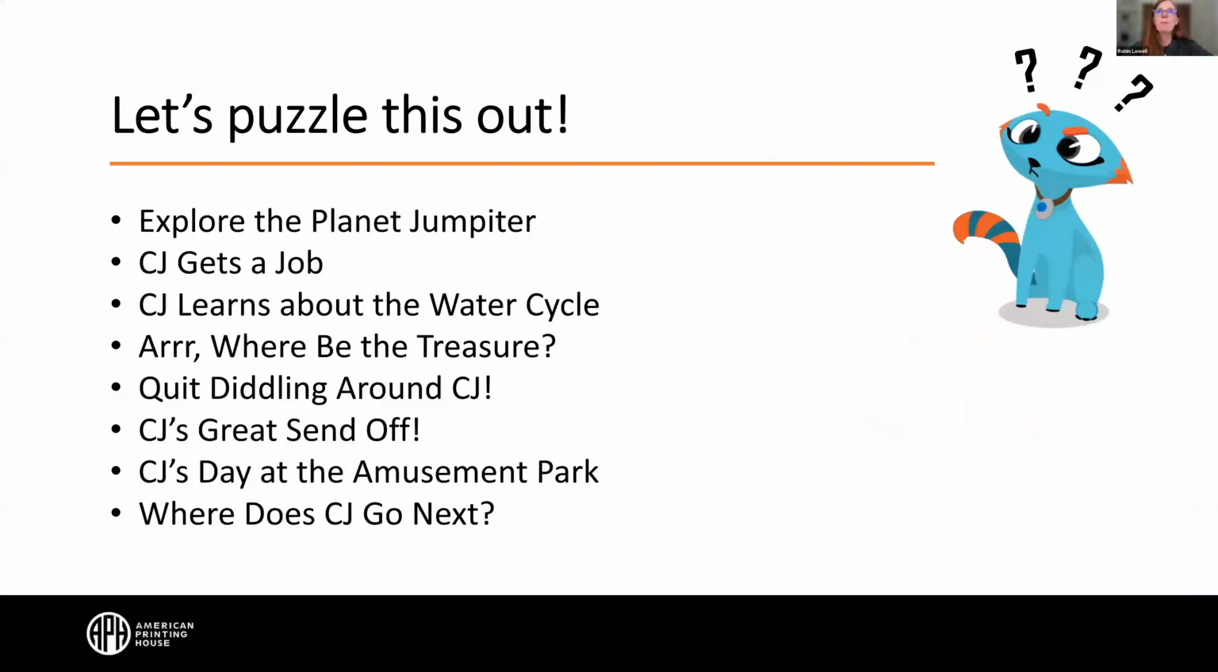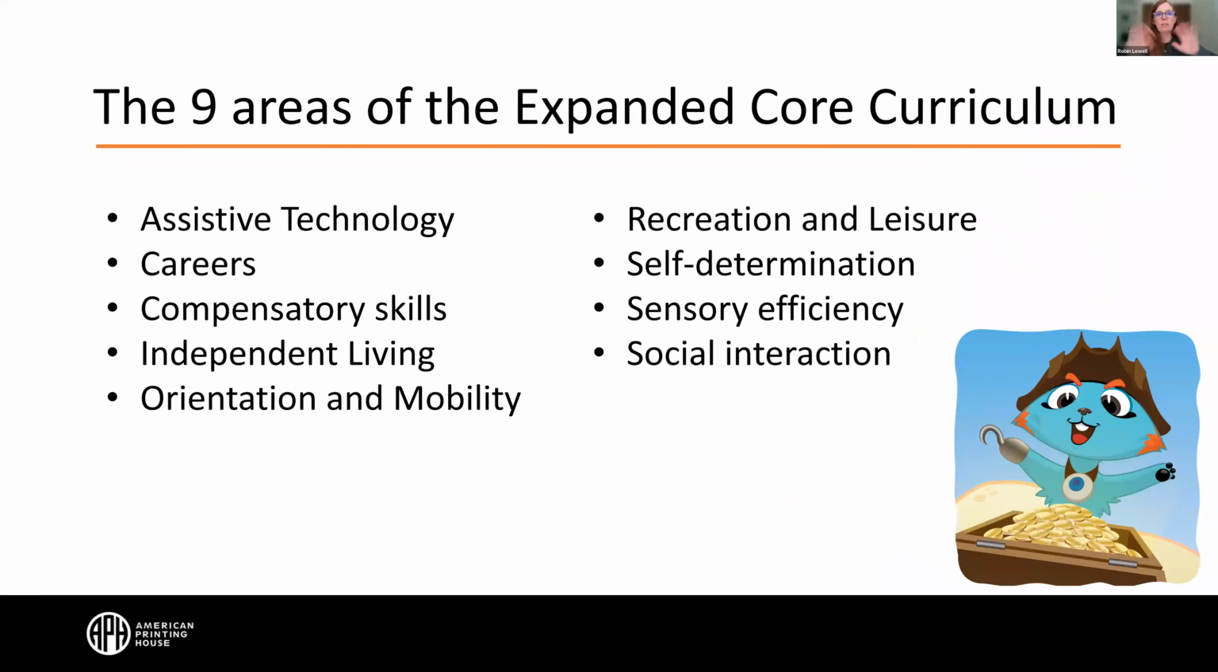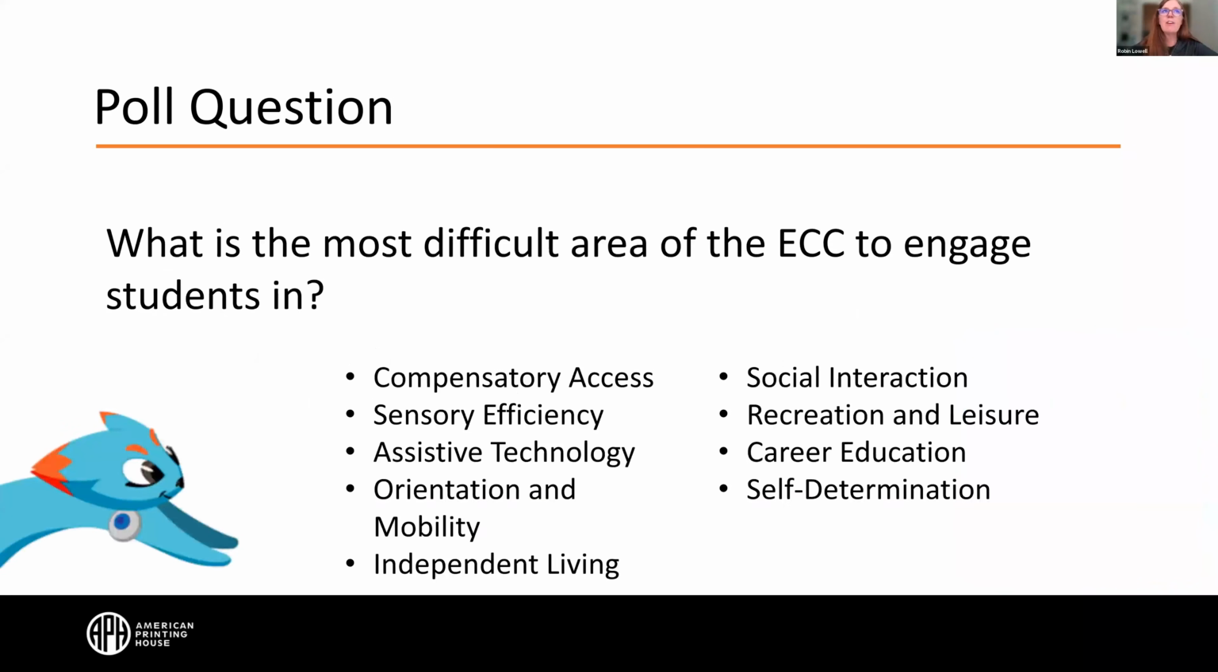Right. Okay, so now we've looked at the puzzles. There's so much to cover, and I know we're just doing really high level. Now let's really talk more deeply about the ECC. We have our 9 areas, and to refresh everyone's memories, that's assistive technology, careers, compensatory skills, independent living, orientation and mobility, recreation and leisure, self-determination, sensory efficiency, and social interaction. It's really fun, all the different ways that you can engage CodeJumper in these 9 areas, and we're going to talk about some of those. But Paul, we have another poll question.